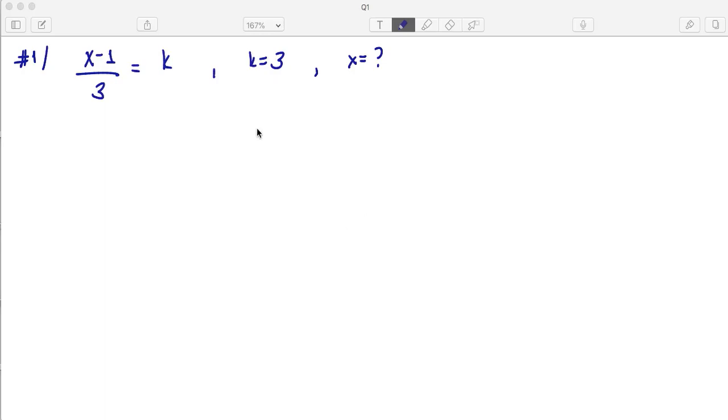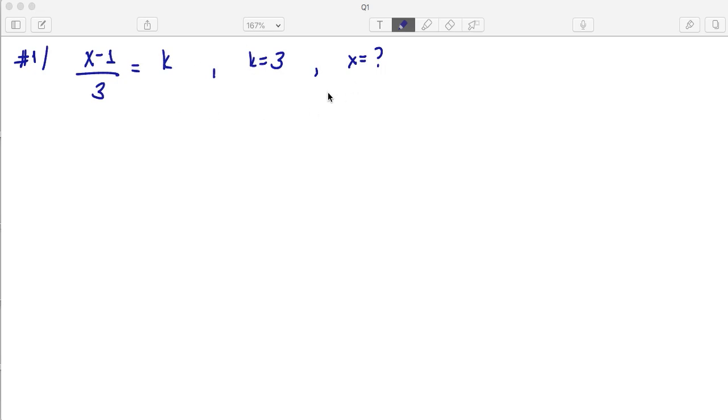Number 1. Here we are given this linear equation and we are trying to solve for x. So we have x, the unknown, on the left hand side, but also on the right hand side another unknown, a number k. But the question tells us what k is. K is 3, we are told. And we just need to solve for x.